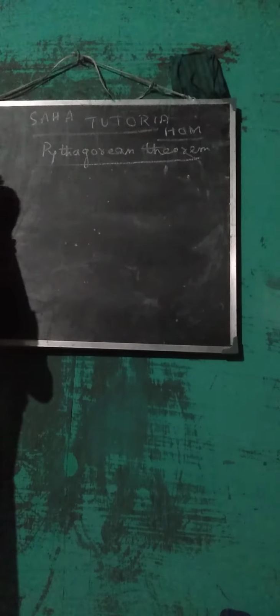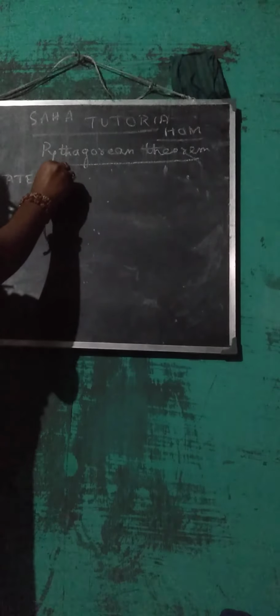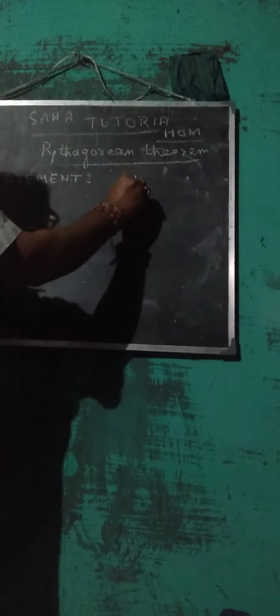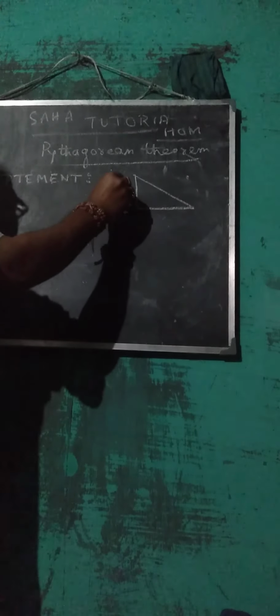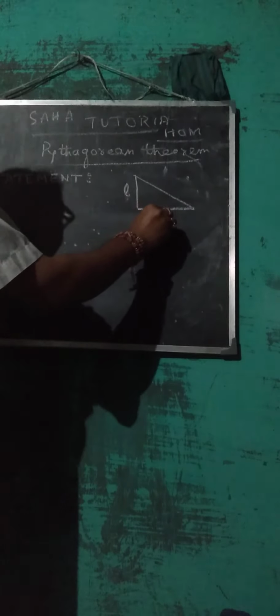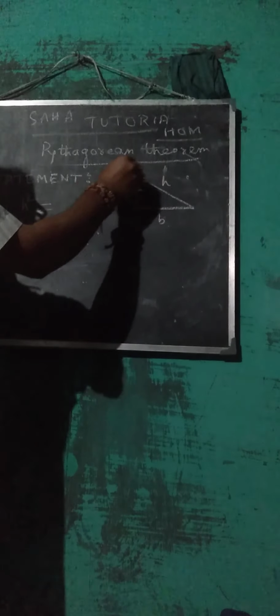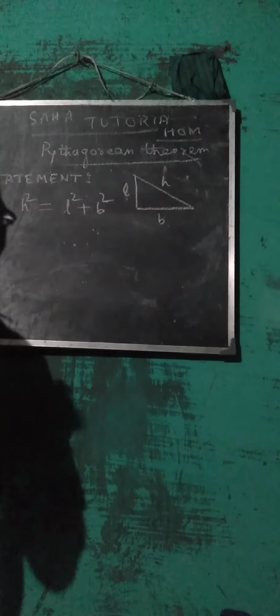The theorem states that if we take a right triangle, this is the height, we denote it by L, and the base by B, and this is the hypotenuse, denoted by H. By the Pythagorean theorem, the square of the hypotenuse is equal to the square of the length plus the square of the base. This is the statement, and we will go on to prove it.